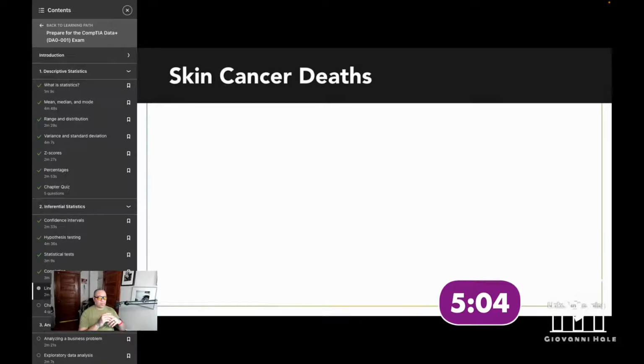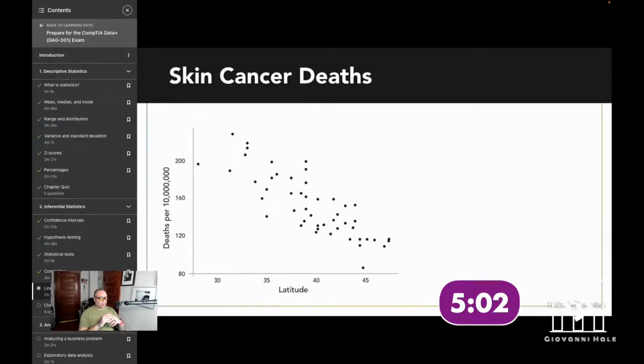For example, here's a dataset showing the rate of skin cancer deaths in US states. On the x-axis, we see the latitude of the state. So lower latitudes appear on the left side of the graph, and higher latitudes appear on the right side. On the y-axis, we see the number of deaths in each state. Just looking at this graph, we can see that there is a negative correlation between latitude and deaths. As latitude increases, deaths decrease.